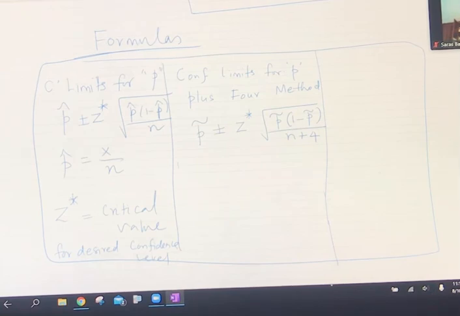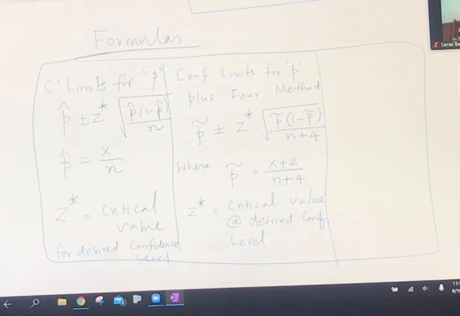Where P curl is equal to the new adjusted number, which is x plus 2 over n plus 4. And Z star is equal to the critical value at the desired confidence level. So this one is the plus 4 method.